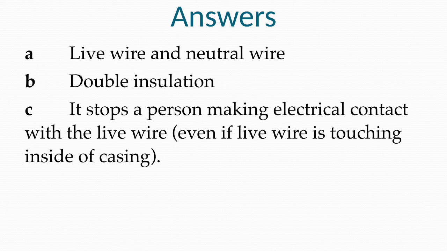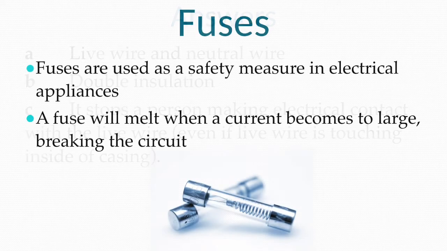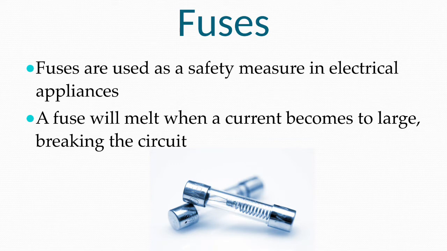And here are the answers. A would be the live and neutral wire. B, the item would need to be doubly insulated, and C, it stops the person making contact with the live wire. Fuses are used in all sorts of electrical appliances. If the current flowing through the device becomes too great, the current will melt the fuse, breaking the circuit.